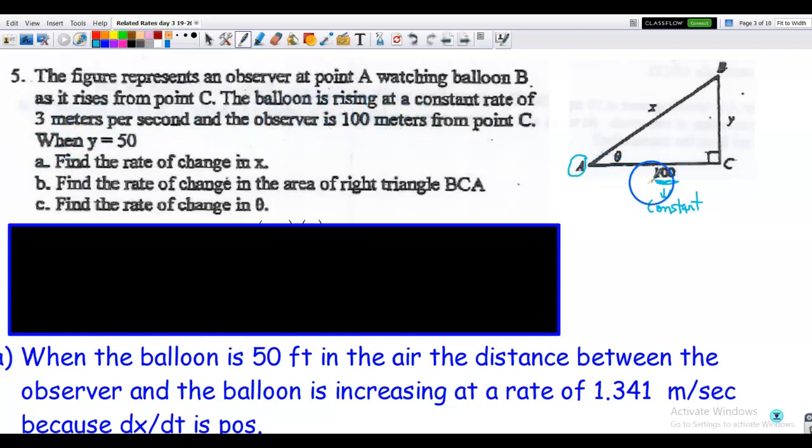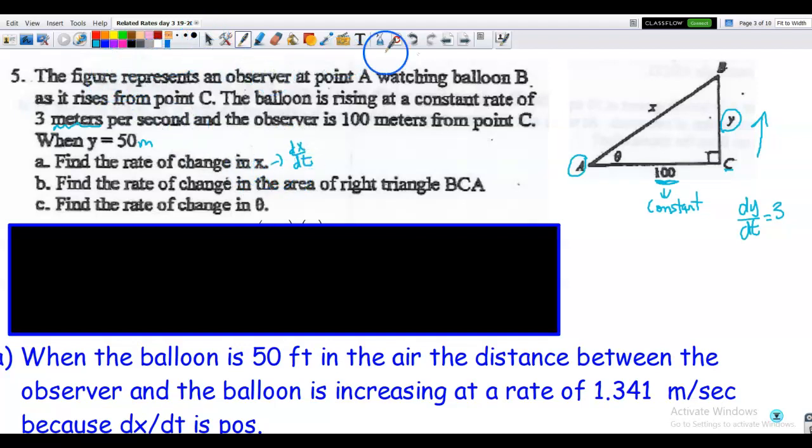The balloon is rising, so the balloon is starting right here at point C, and the balloon is moving upwards, and this is the height of the balloon measured by y. So the balloon is rising at a rate. That's my dy dt, because if the height of the balloon is y, the rate of the balloon is dy dt, and that's 3 meters, in this case, per second. When y is equal to 50 meters, find the rate of change in x. So that's saying find dx dt.